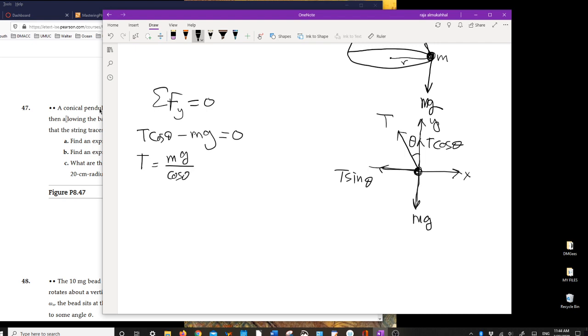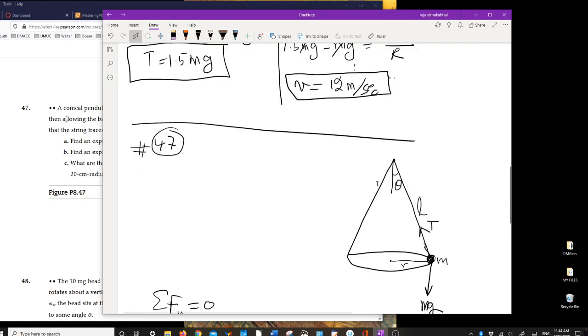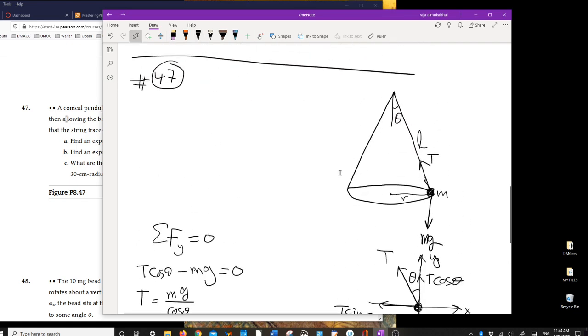So somehow I need to eliminate cosine theta. Now if I go back to the cone and draw how the cone looks, I have a triangle here. Here's the mass, here's the angle theta. This is L and this is R, is that right?